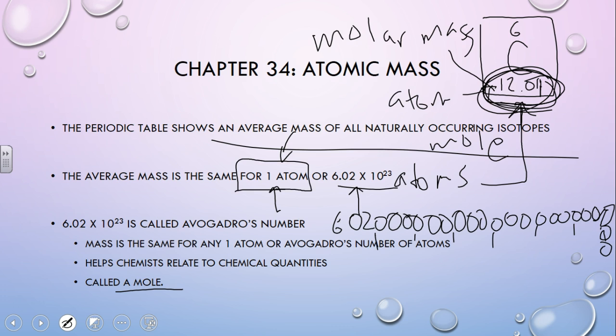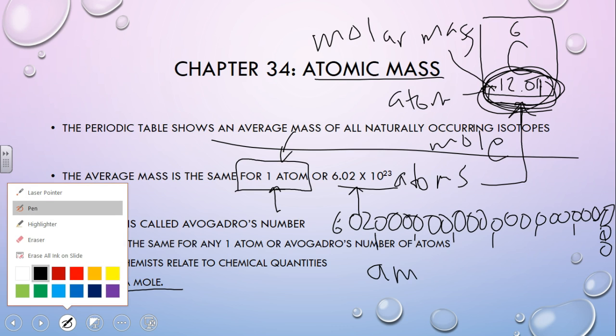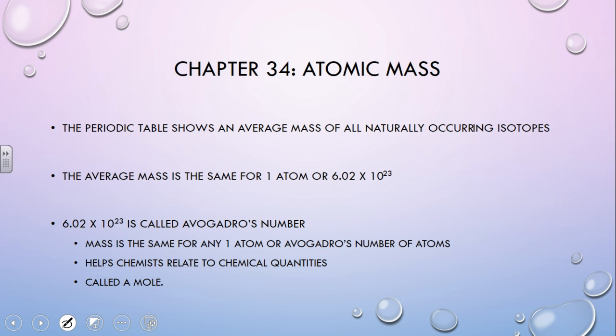So, atomic mass and molar mass are the same number, they're just different units. That's the last thing that I want to talk about. Atomic mass, if we're talking about the mass of an atom, has units of AMU, which stands for atomic mass unit. That's the amount of mass that one atom has. It's all the protons and neutrons, and then it's the average of all those isotopes.